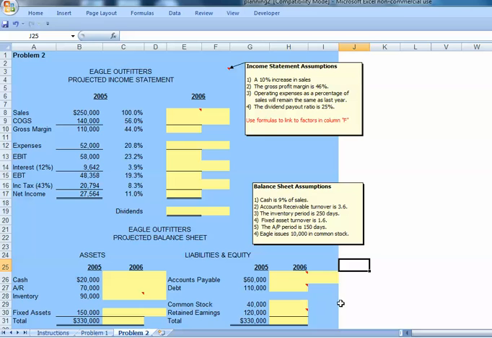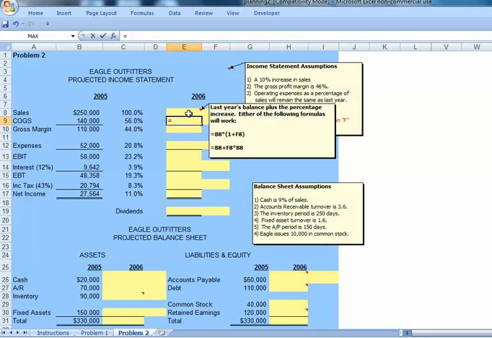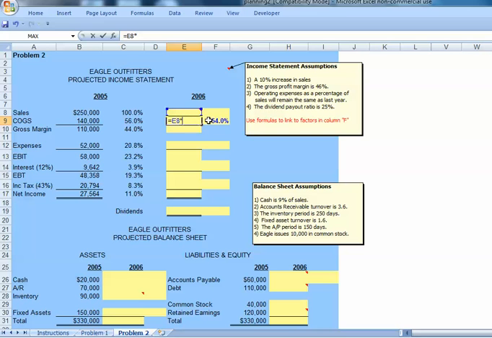You're going to work a similar type of thing on the second tab of your pro forma, but in this case we're going to do things such as our gross profit margin is 46%. That means cost of goods sold is what? 54% of sales. So we're going to take equals whatever number we have for sales, multiply it by 54%. That will be our cost of goods sold.